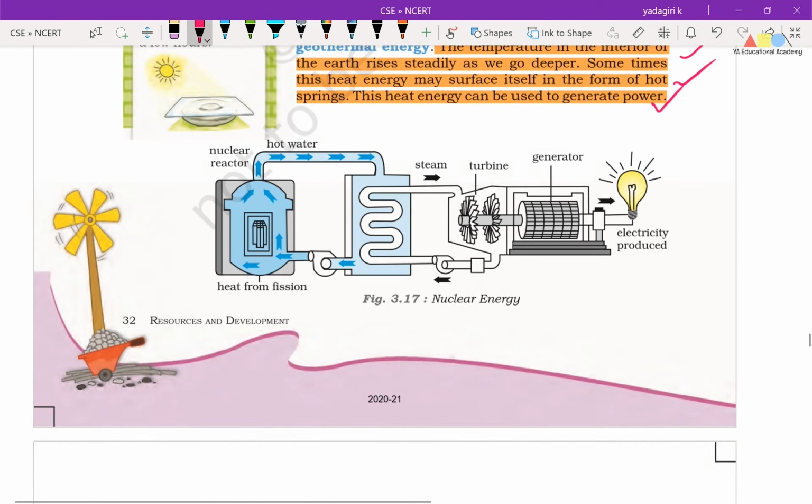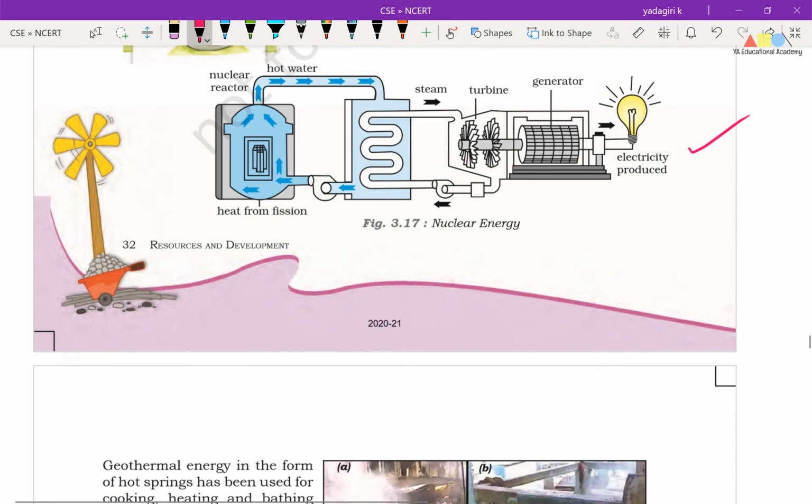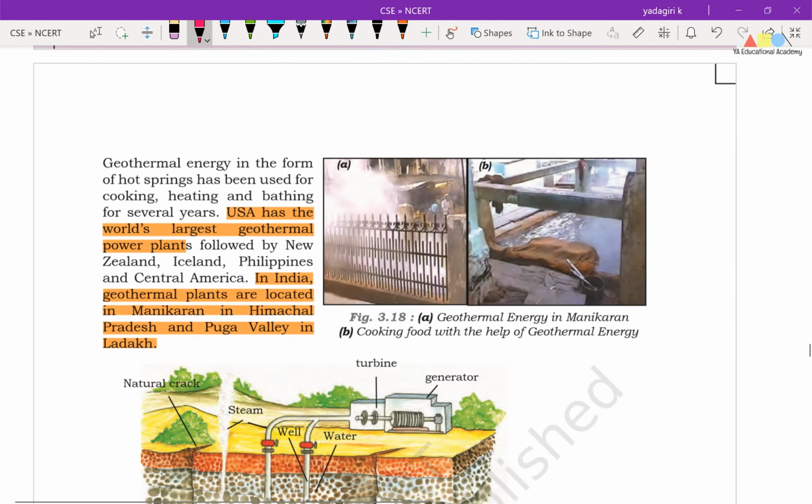So friends, in this picture the process of geothermal energy generation has been described. Now please go through the image and try to understand the process.